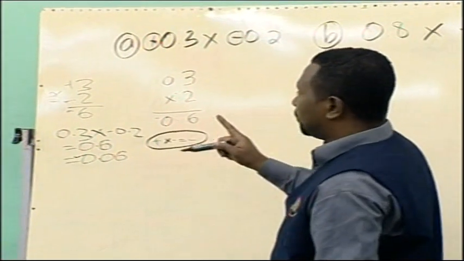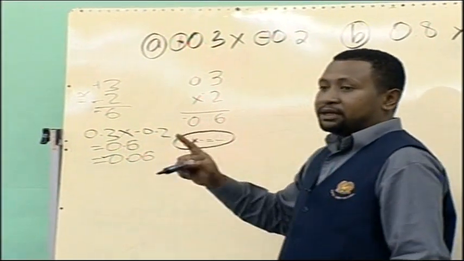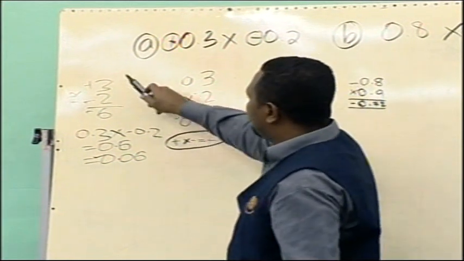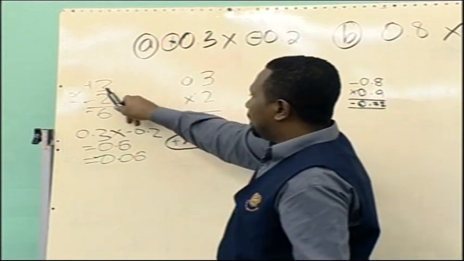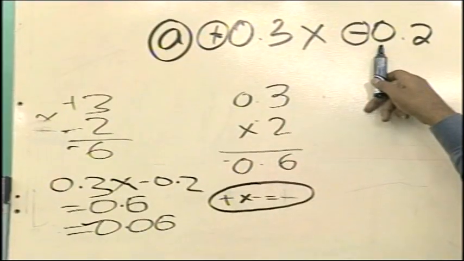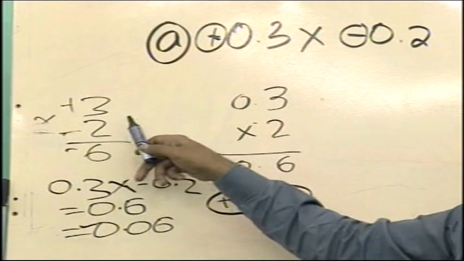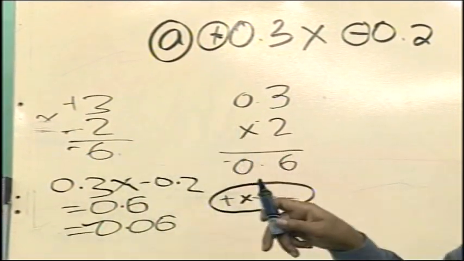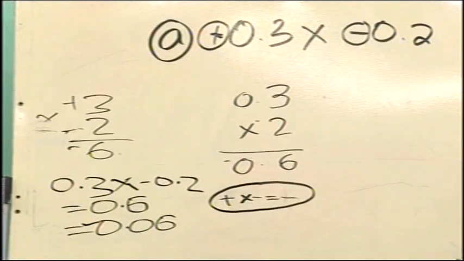Thirdly, we are to multiply the numbers as whole numbers, like what Bagley has done. So 0.3, he wrote it as 3, times 0.2, he wrote it as 2. So 3 times 2 is equal to 6. So you definitely know that your answer will be 6.